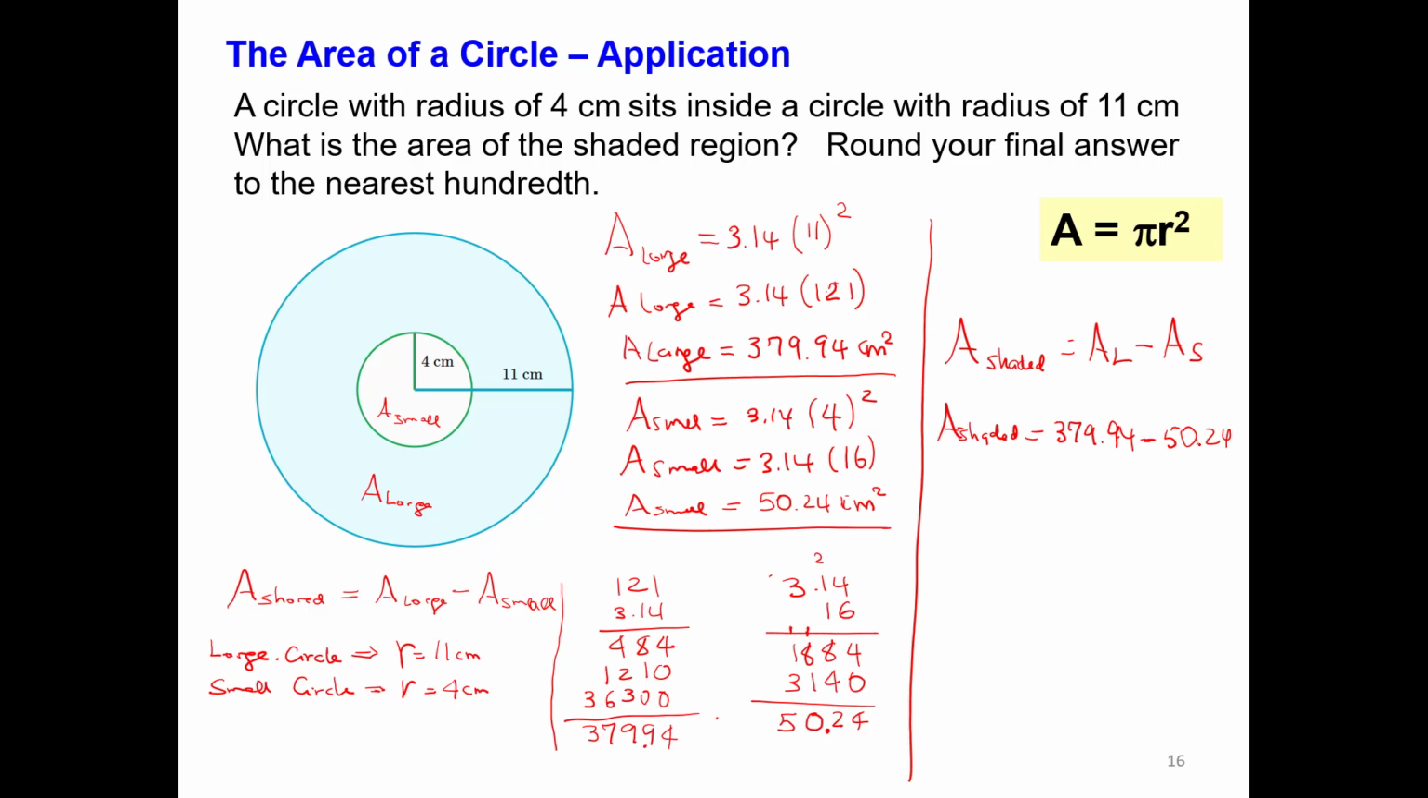And let's subtract these two values. Here is 379.94 minus 50.24. And we always subtract the small value from the large value. Then 4 minus 4 is 0. 9 minus 2 is 7. Bring down the decimal point. 9 minus 0 is 9. 7 minus 5 is 2. And it's a positive value because the larger value is 379.